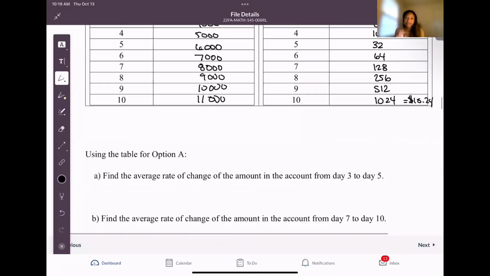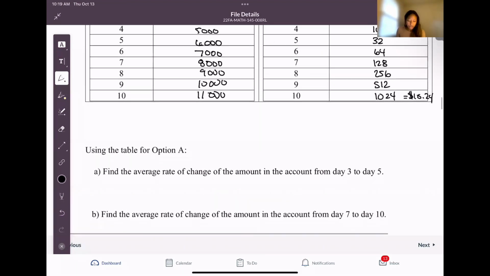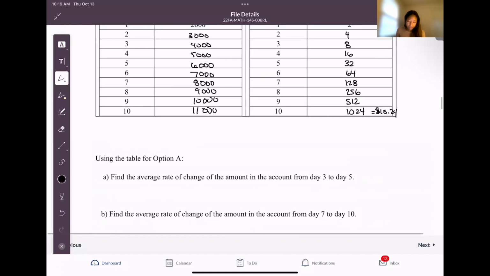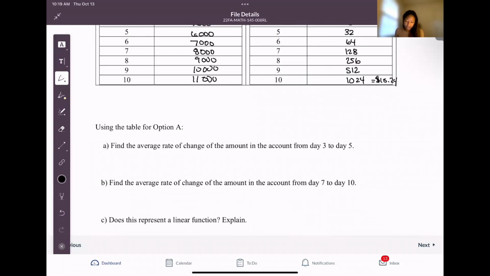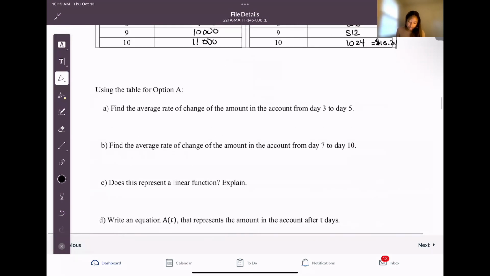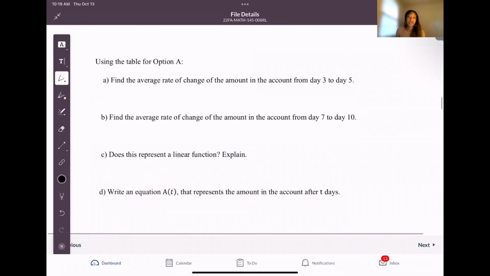So in the long run, as I'm sure you guys can guess, you'll be surprised, but doubling will end up giving you way more money. All right, so using the table, for option A, find the average rate of change in the account from day 3 to day 5, and the average rate of change from day 7 to day 10. Does this represent a linear function? And write the linear equation.